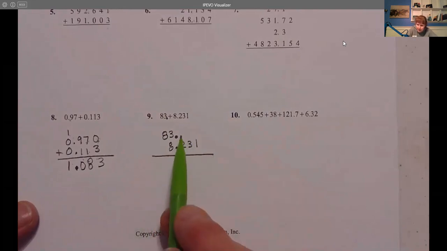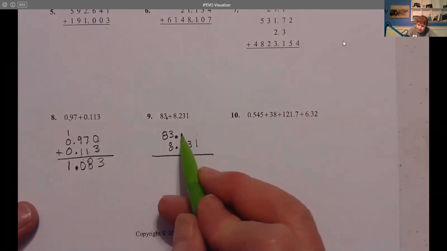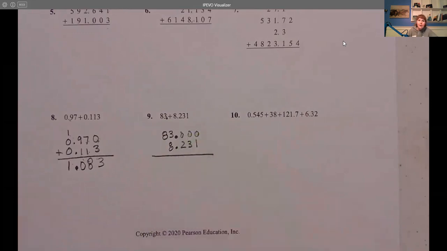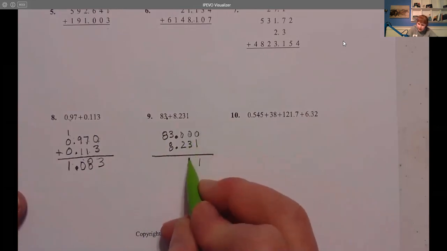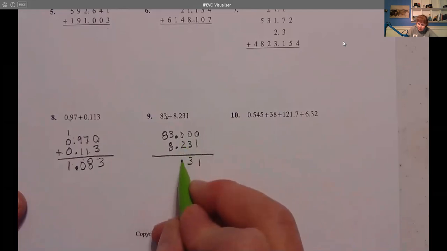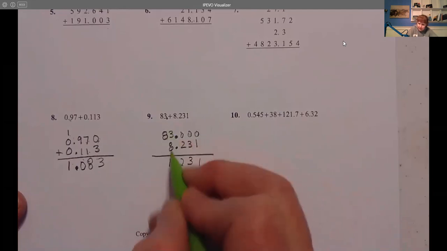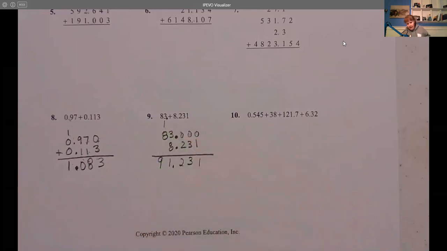And if you want to, you've got 0 tenths, 0 hundredths, 0 thousandths. So you can put those zeros in if you're so inclined, so it looks better. And then you've got 1 thousandth, 3 hundredths, 2 tenths, and then you can just add up the other ones. You come up with 1191 and 231 thousandths.